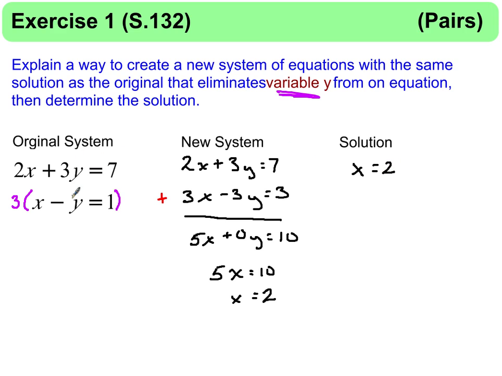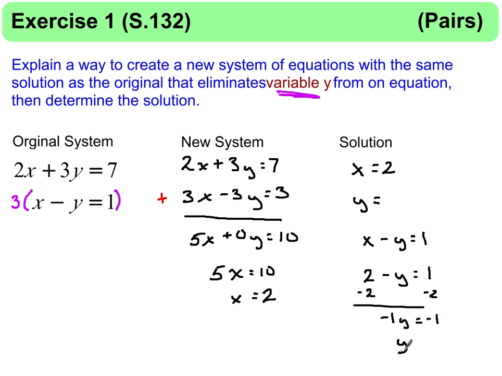So we know for our solution here, x equals 2. I want to choose one of the original ones here. This time I'll choose the second one to determine what y would equal. So if I selected x minus y equals 1, the original piece, and I know x is equal to 2, I can say 2 minus y equals 1. Subtract 2 on both sides. So negative 1y is equal to negative 1. Divide by negative 1, and y will equal a positive 1. And then I can say my solution is 2, 1.